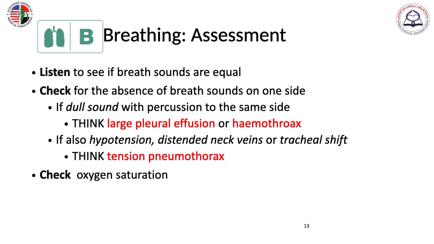Listen for the breath sounds to see if they are equal on the two sides of the lung. Check for absence of breath sound, because if there is a dull percussion note and absent breath sound, then you are suspecting large pleural effusion or hemothorax. And if the percussion note is hyperresonant and you have absent breath sound, and at the same time there is hypotension, distended neck veins, and tracheal shift, consider tension pneumothorax. And it's appropriate to check for oxygen saturation.